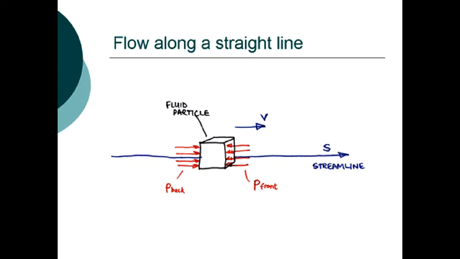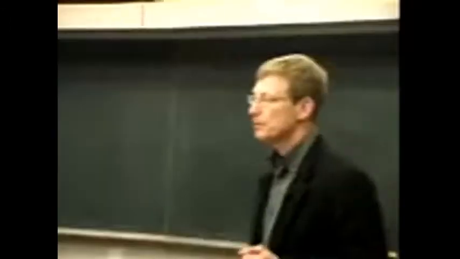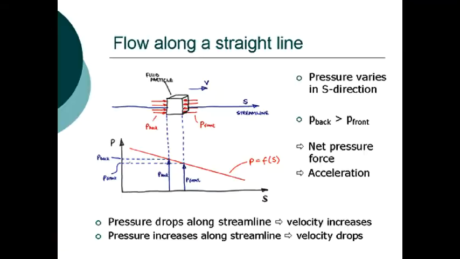Right. Now, if this is a uniform pressure, then the pressure in the front and the pressure in the back will be the same. And what do we learn? We learn immediately that the velocity of this fluid particle will not change. It will not accelerate, it will not decelerate. But what if we have a pressure variation? What do I mean by that? Well, let's say we call that streamline S, and this is our coordinate S. If we look at pressure, let us say for the sake of argument that we're in a pressure field where the pressure drops as we go along the streamline.